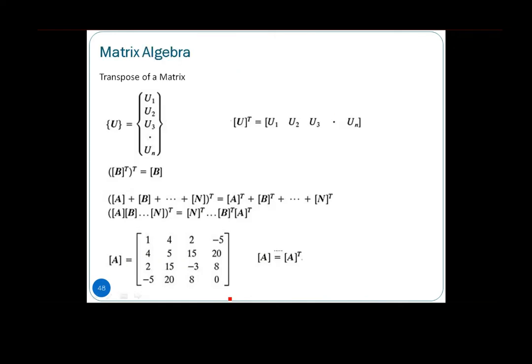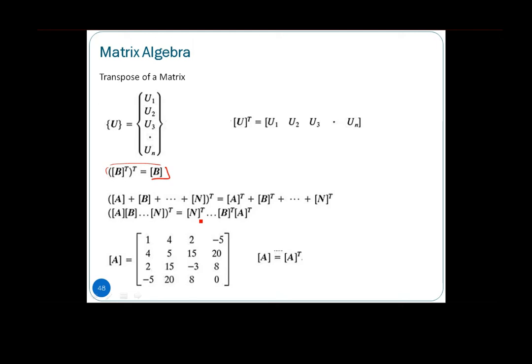Transpose of a matrix: you transpose, so all your columns basically become rows. If you transpose B and transpose again, it goes back to the matrix B. Also, if you have A plus B plus C until plus N and transpose it, when you expand it, it is the transpose of A plus transpose of B plus transpose of C until plus transpose of N. If you have a multiplication A times B times C times N and transpose it, it equals N transpose, times C transpose, times B transpose, times A transpose. The order is inverse.